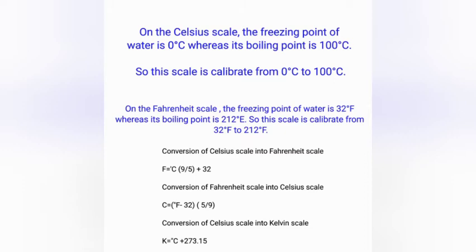On the Celsius scale, the freezing point of water, we generally take as 0 degrees Celsius and the boiling point is 100 degrees Celsius. So the total range of Celsius is 0 to 100. In Fahrenheit, the freezing point is 32 degrees Fahrenheit. So here is the conversion of the Celsius scale into the Fahrenheit scale. If you have to convert Fahrenheit into Celsius, you have to follow the second one. If you have to convert Celsius into Fahrenheit, you have to adopt the first one.